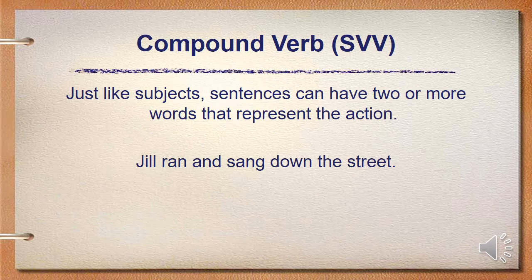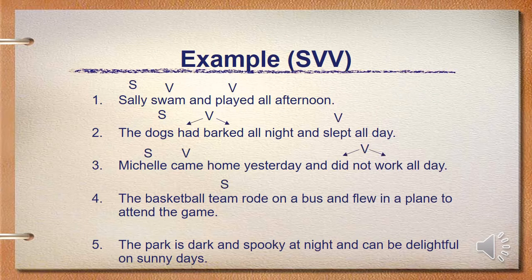Another formula of simple sentence is SVV. That means compound verb. Just like the subjects, sentences can have 2 or more words that represent the action. For example, Jill ran and sang down the street. So in this sentence, we have only one subject, but we have a compound verb, ran and sang. So these are examples of the simple sentence with the formula SVV, or one subject with compound verbs.